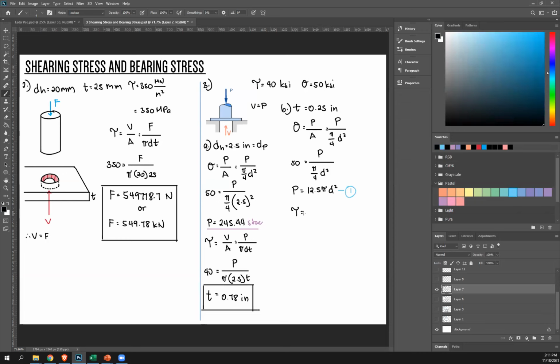Afterwards, you can move on to the next equation, V over A, which is again just P over pi dt. This is 40 equals P, and P is this. Sub equation 1. So it will become 12.5 pi d squared over pi, the thickness given, 0.25. And as you can see, we can cancel a few things. I can cancel pi, I can cancel the d in the denominator. And then from this, you can solve what's d.